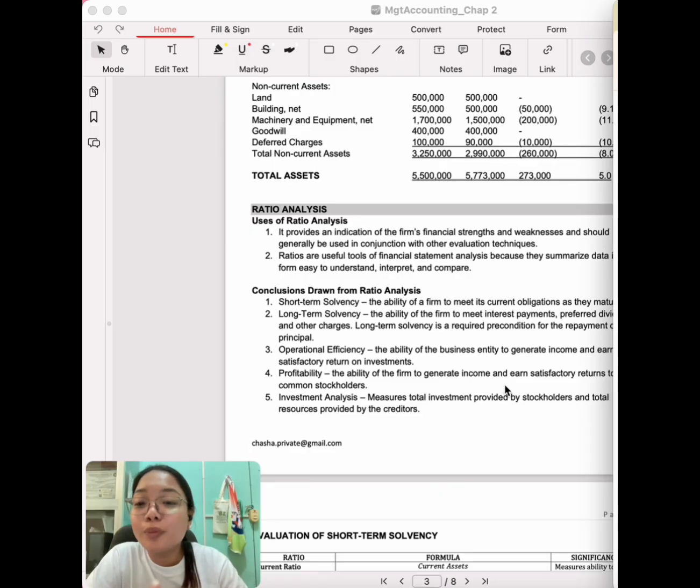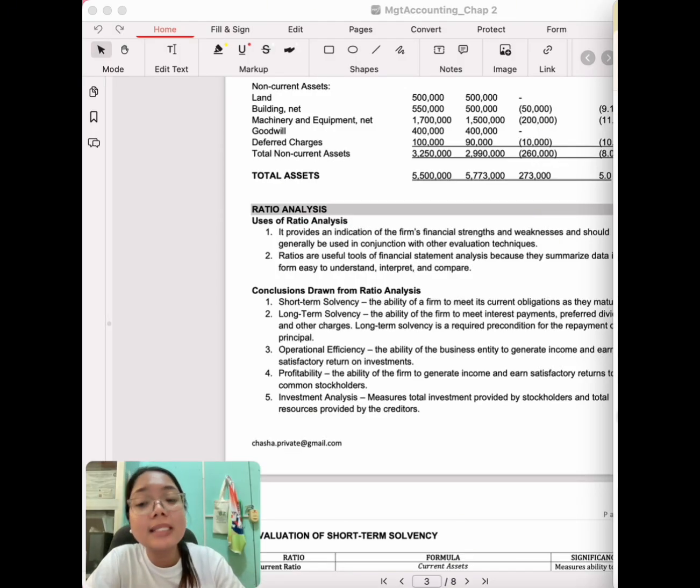Number 4 is profitability. So, ang profitability, from the word profit, this is the ability of the firm to generate income and earn satisfactory returns to common stockholders. So, ang question dyan is, yung company ba or is the company generating satisfactory returns to its investors or not? So, yun ang profitability. And the last one is investment analysis.